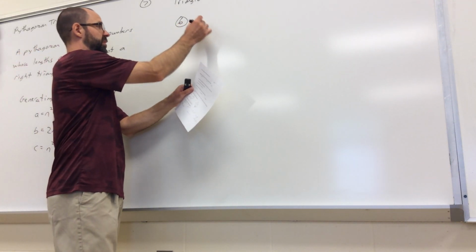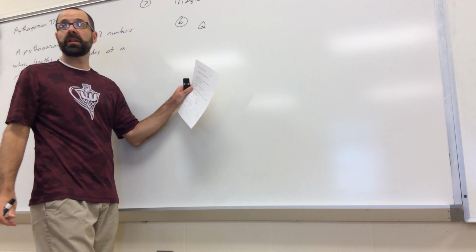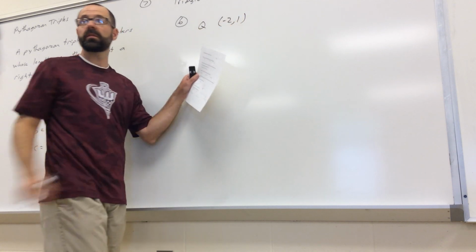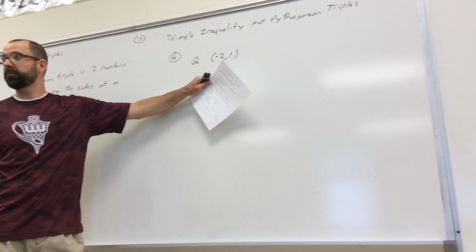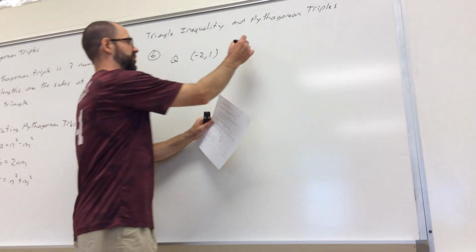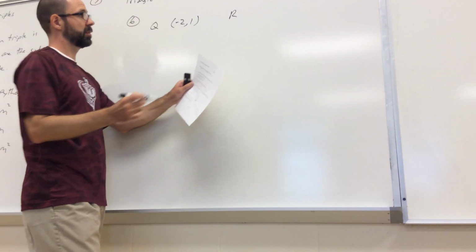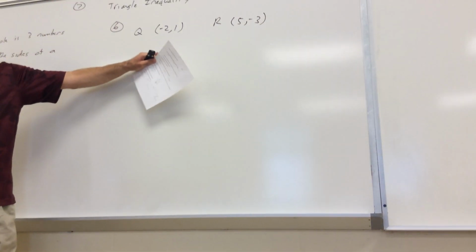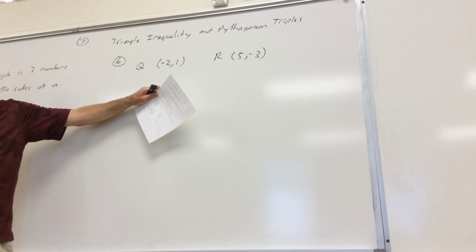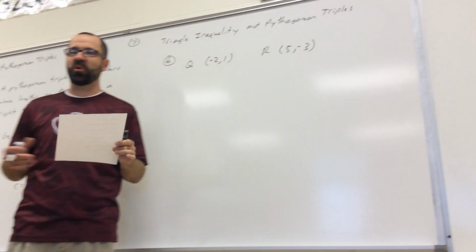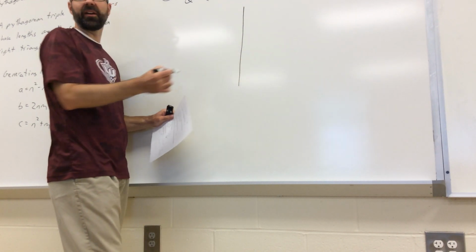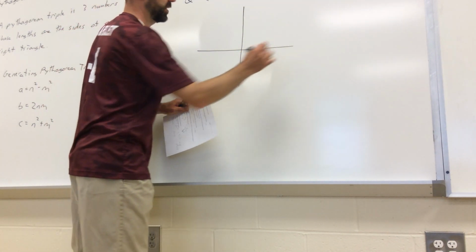And number 6, we have the point Q. And that point is -2, 1. And then we also have the point R. And that's 5, -3. And the first thing we're going to do is we're just going to plot those 2 points. So you need a y-axis that goes up and down, and an x-axis that goes side to side.